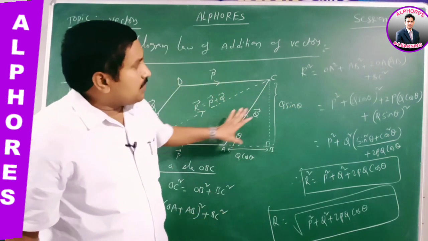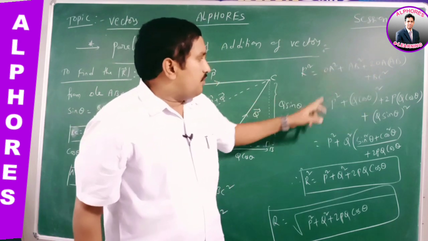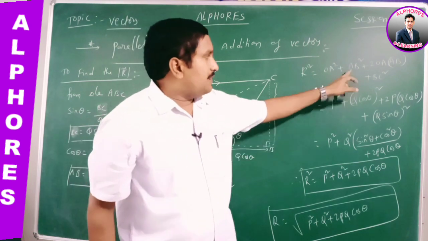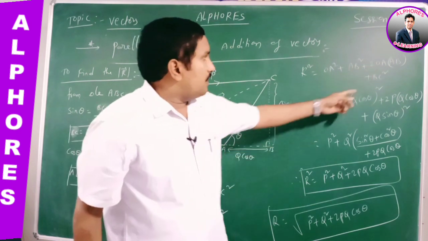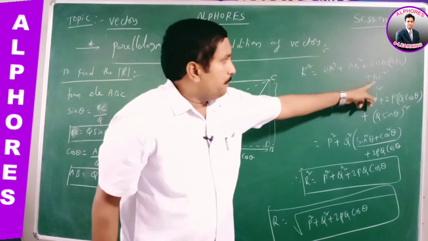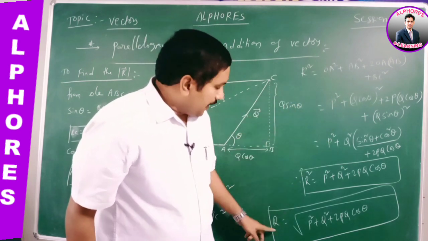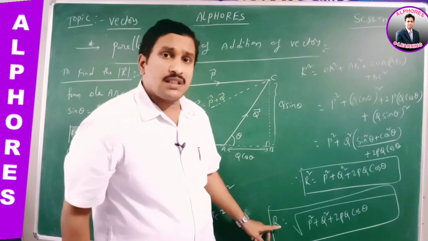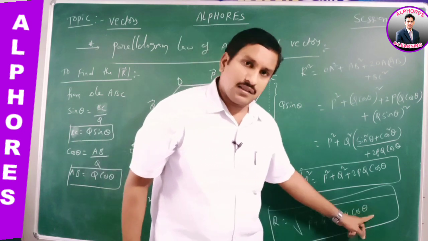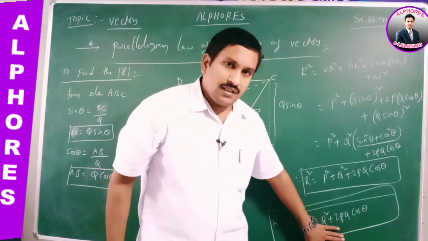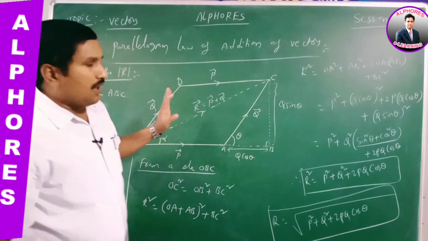Now from the diagram I am substituting the values of OA, AB and BC. OA is P, AB is Q cos theta, and BC is Q sin theta, so R square is P plus Q cos theta whole square plus Q sin theta whole square. By manipulating, what is the expression for the magnitude of the resultant of two vectors? R is equal to under root of P square plus Q square plus 2PQ cos theta. This is the actual, very important expression to get the magnitude of the resultant of two vectors in a parallelogram.